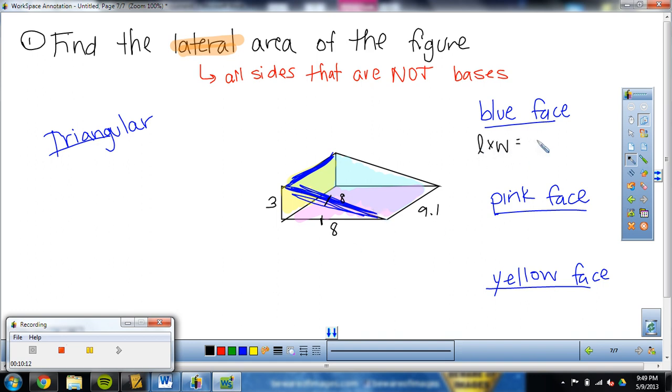So my length is 8, my width is 9.1. So by calculating 8 times 9.1, I get 72.8. So there's one of my faces. My other face is my pink face. That's using this length, and again, this width. And so it's a rectangle. Length times width is, once again, 8 times 9.1. And 8 times 9.1 is 72.8.